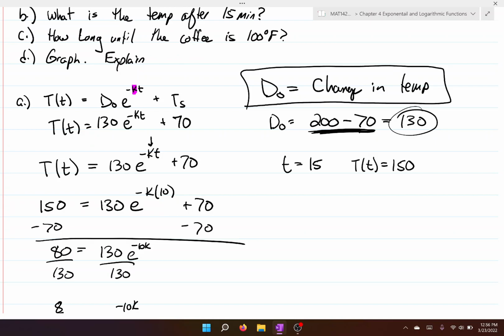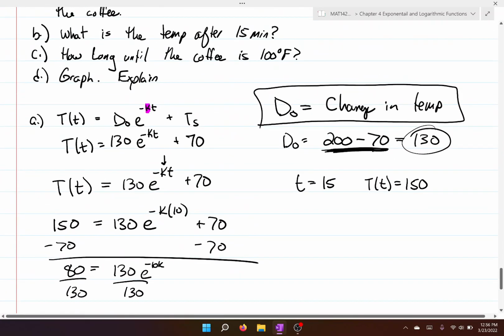So that's why if you place something very hot in your freezer, it'll actually cool down faster than if you place something that's room temperature in your freezer. It won't cool down as fast. All right? So part A is done.